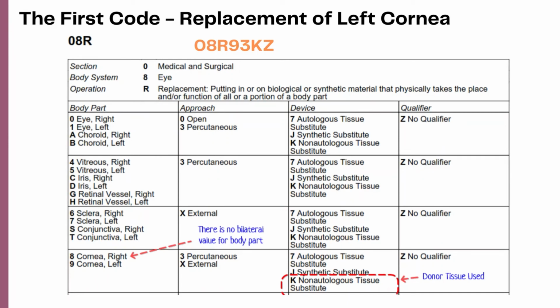Now the second code is for the left eye. The same code, the only change is the body part value. Okay, section is medical and surgical. Body system is eye. Root operation is replacement. The body part value is left eye, which is 9. Approach is percutaneous. Device value for the sixth character would be non-autologous tissue substitute. And the qualifier would be Z. So the code would be 08R93KZ. This is the second code for the left eye.